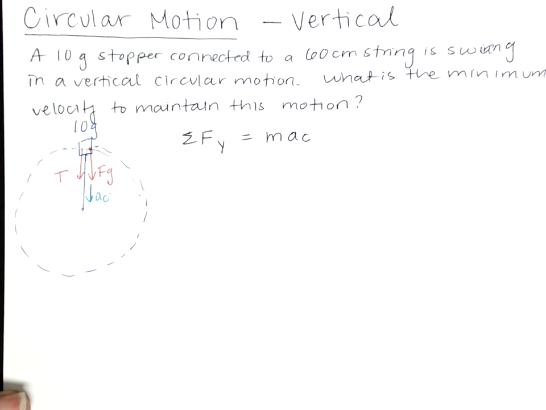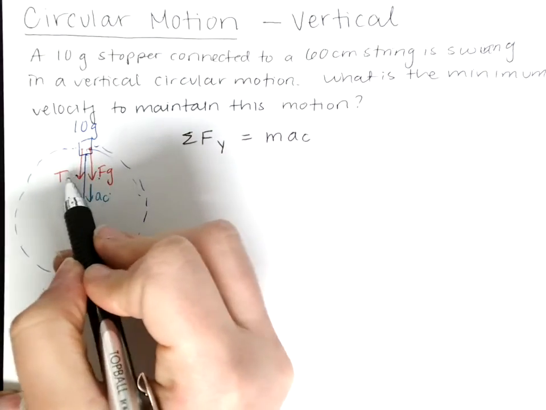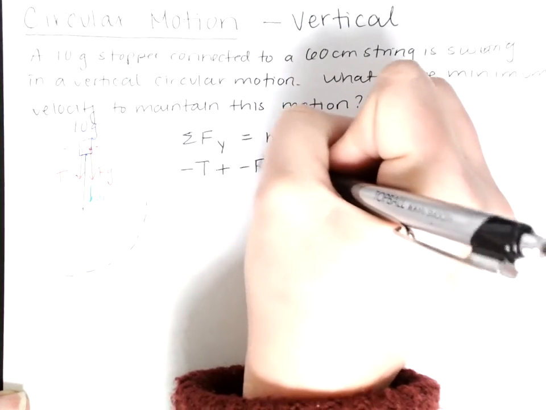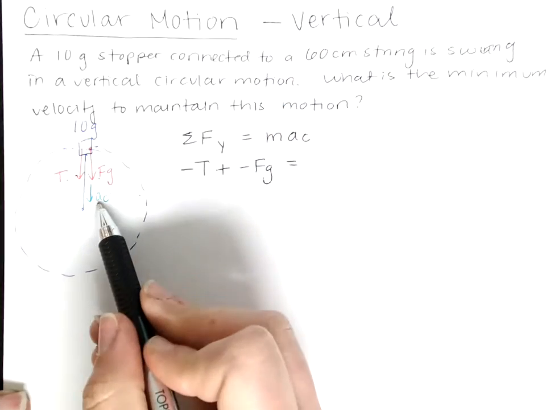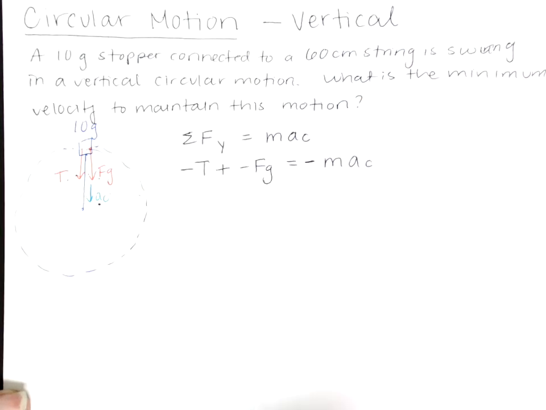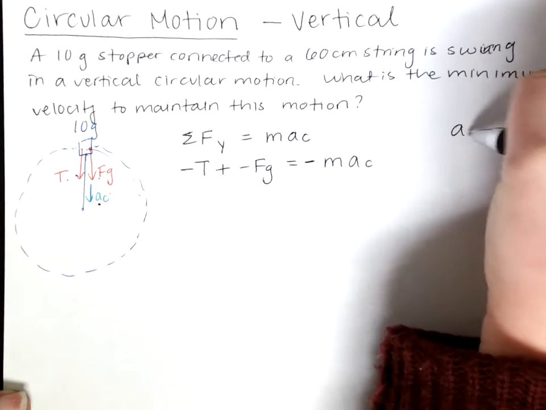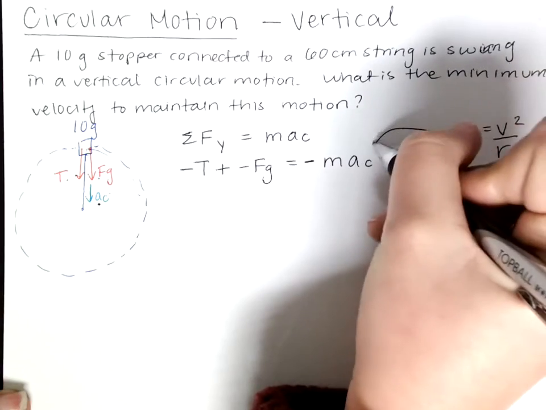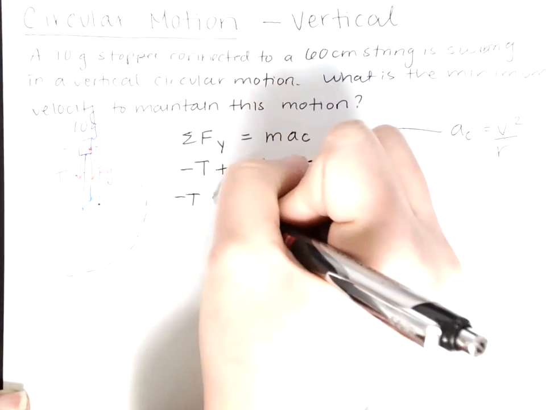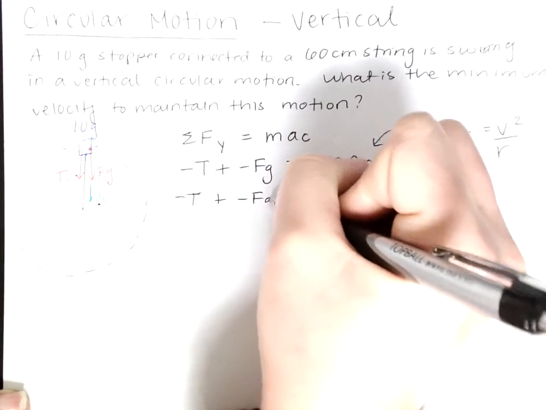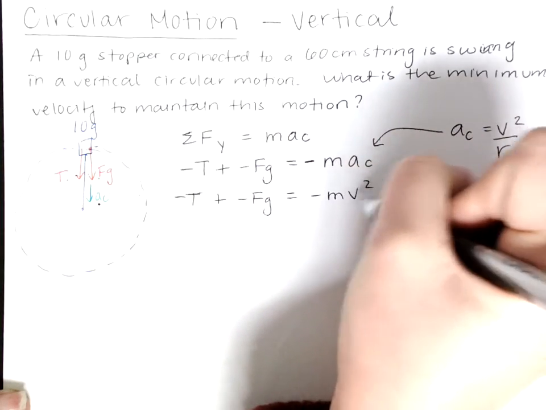So let's set up this equation. Both of these, tension and force of gravity, are down, so they're both negative. Negative tension plus a negative force of gravity. Acceleration is also down, so I'm going to put a negative in front of MAC. And we know that our centripetal acceleration is equal to v squared over r. So let's substitute that in. We get negative tension plus negative Fg equals negative mv squared over r.